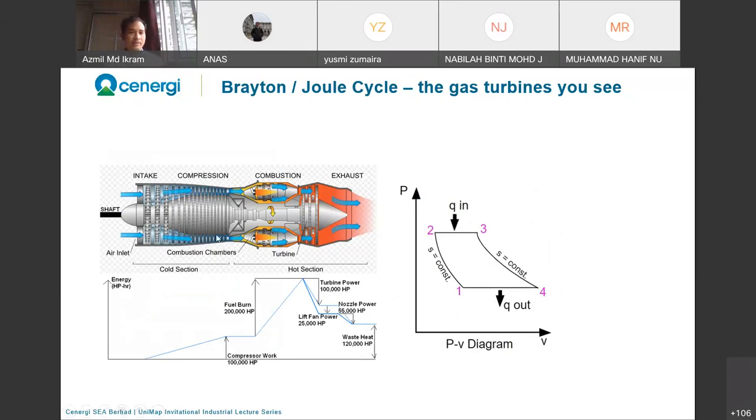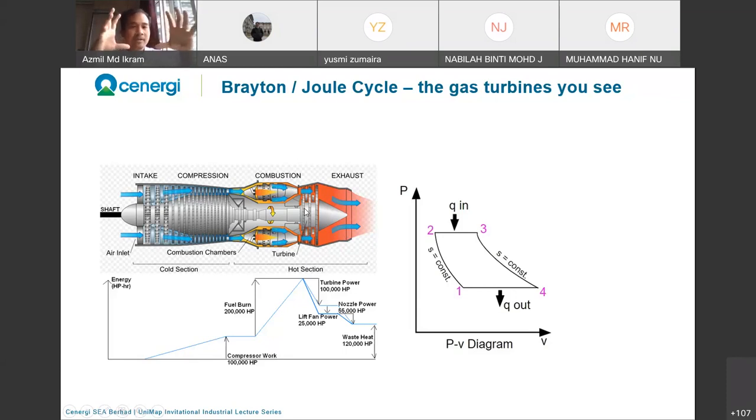A little bit complex over here. So the fuel goes through. It's actually a pretty simple one. It's a very simple and fast process. There's intake, compression, combustion, and then after that, it creates a jet engine.